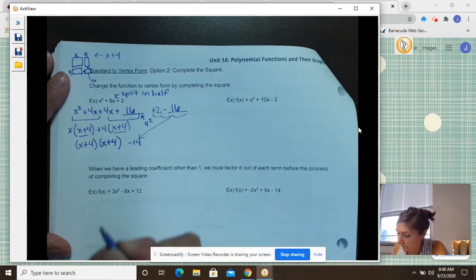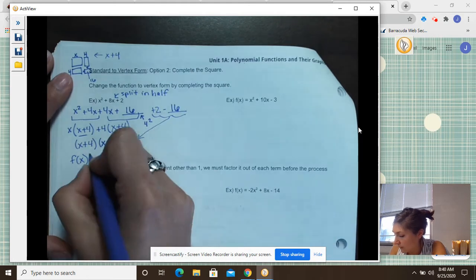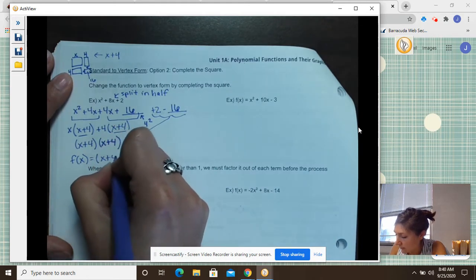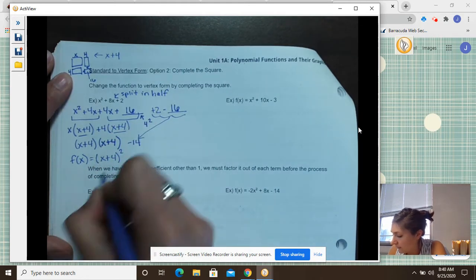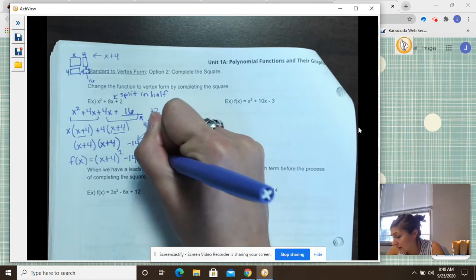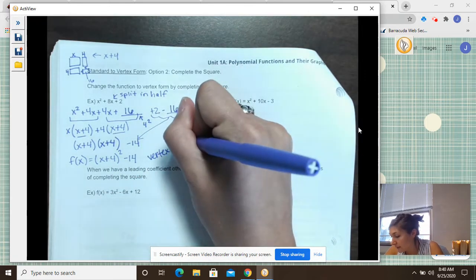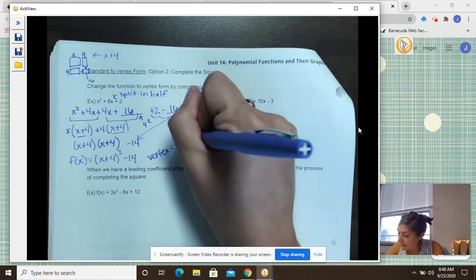14. So just to finish tidying this up so it looks like vertex form, I would have x plus 4 squared minus 14. Okay, there's my vertex form. My vertex here would be negative 4, negative 14.